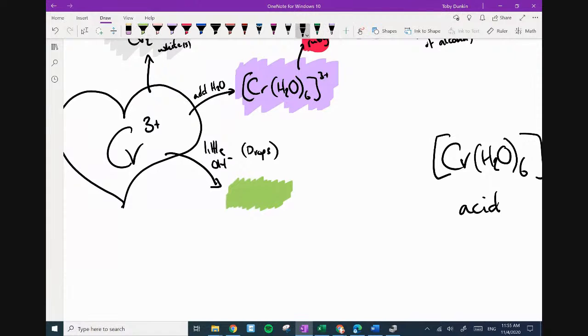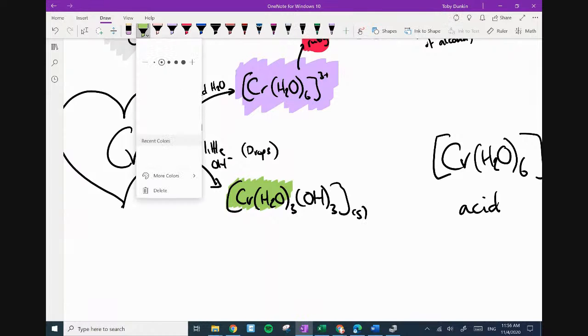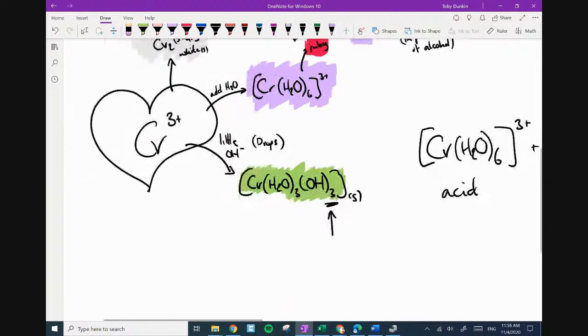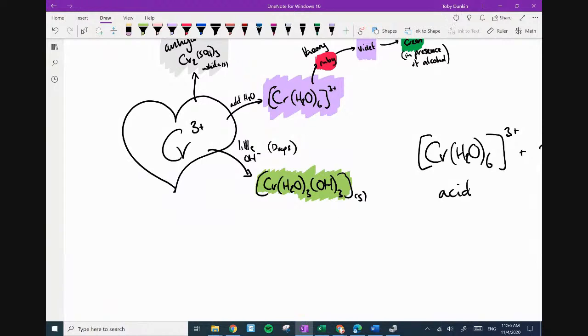I'm going to switch to my black pen. And this is the chromium triaqua trihydroxy complex. And the great thing is, it's easy to remember because you always cancel out the charge. The number of OHs over here is always going to match the number that was the charge on the original complex. Loads of links and connections that we make at this stage, guys.